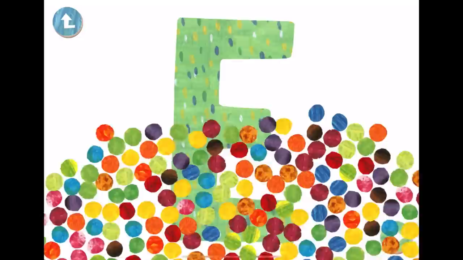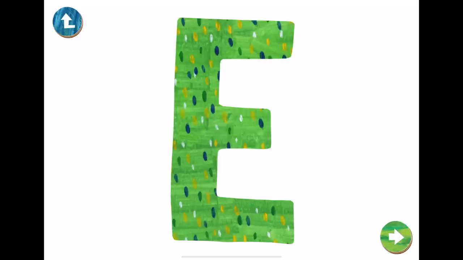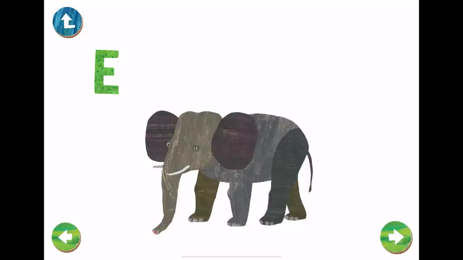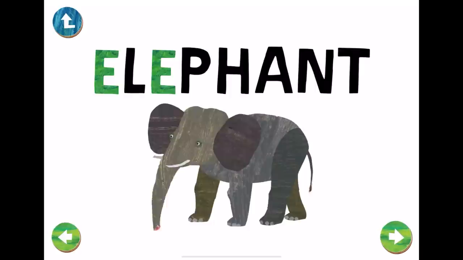This is the letter E. E makes the sound E. E is for elephant. Elephant.